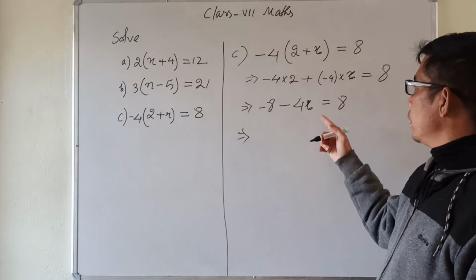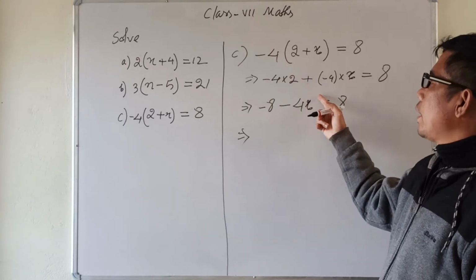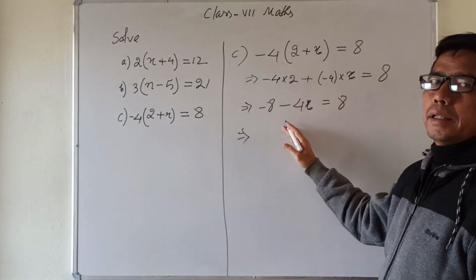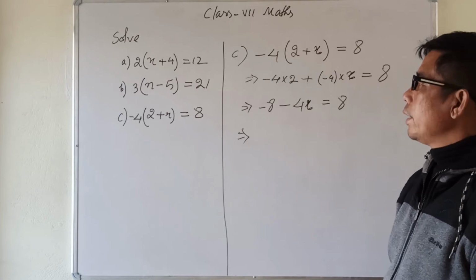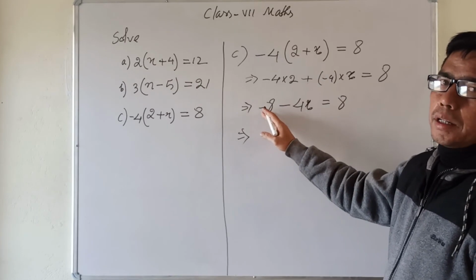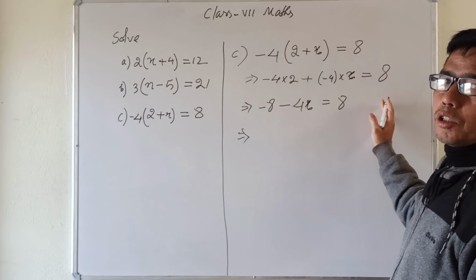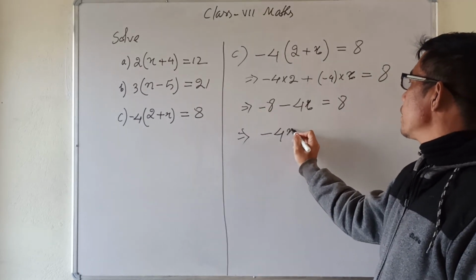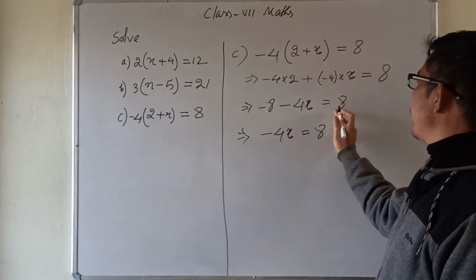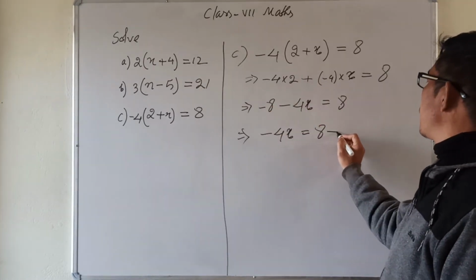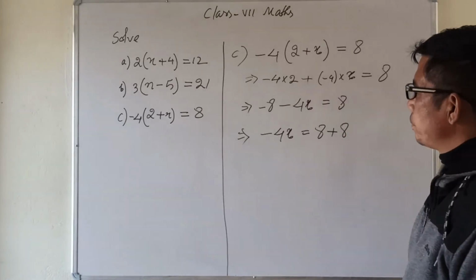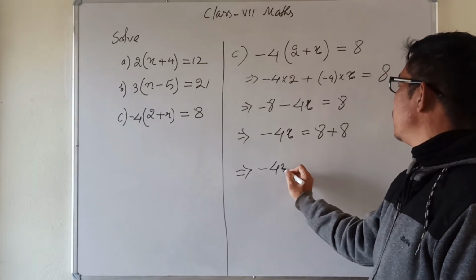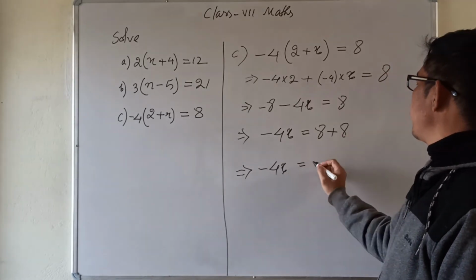Here also the variable is x. So the term having the variable, that is minus 4x, will remain unchanged on the left side. And the other one free from x, that is minus sign, will be going to the right side with the change of the sign. That is, this minus will become plus. So minus 4x remains unchanged, and 8 is already here. This comes to this side, it becomes plus. Eight plus 8, 16.